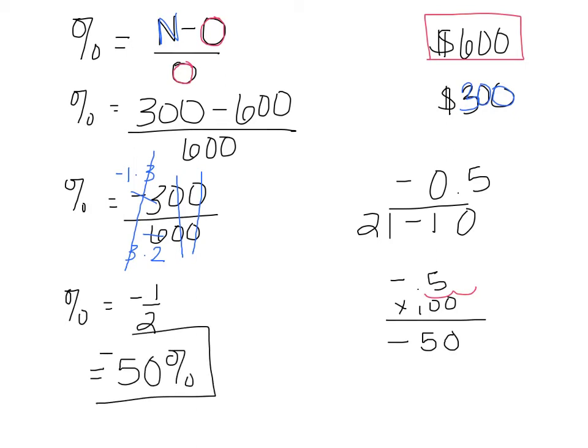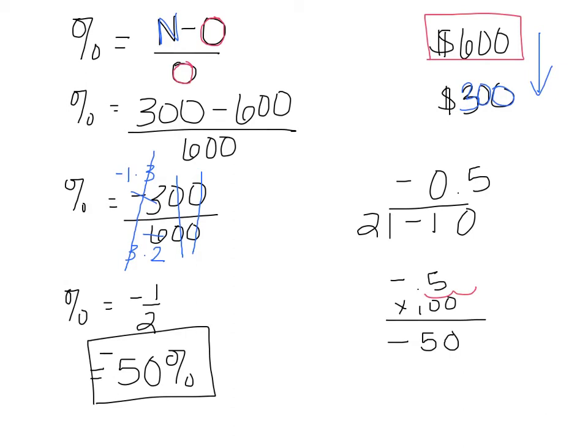Well, negative 50%, what does that mean? It means that the value of my phone dropped. It started off high and it went down, which is why it's negative. Down is less. It's a negative number. Okay? Let's look at it in the opposite way.